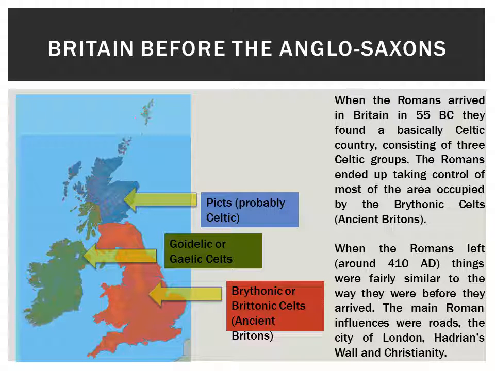They left around 410 AD, so several hundred years later, and really not all that much had changed since the time they first arrived. The main Roman influences were on the road system. Some of the roads that the Romans built are still used today. The main motorways, the A1, for example, which goes from London to Edinburgh, that road was basically built by the Romans.